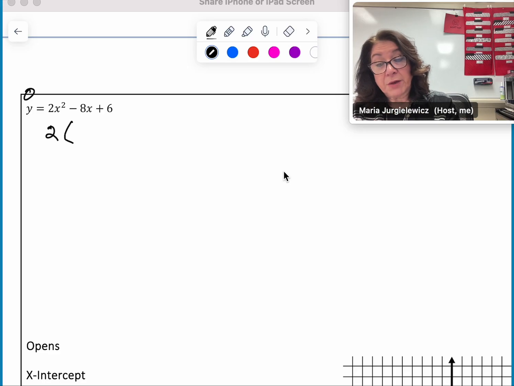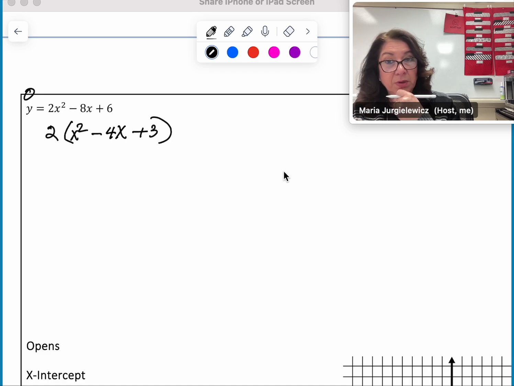All right, so can I factor out an x? No, because 6 doesn't have an x. So now I'm left with x squared, negative 8 divided by 2 is a negative 4x, 6 divided by 2 is 3. Okay, pesky little 2 is there, so you have to continue. We have to get it all the way down.